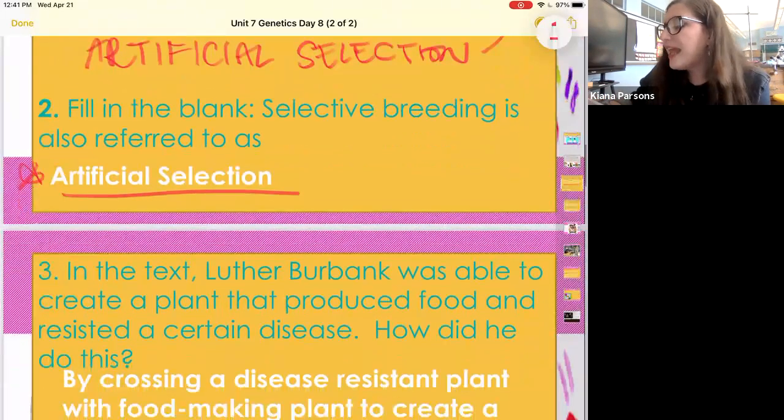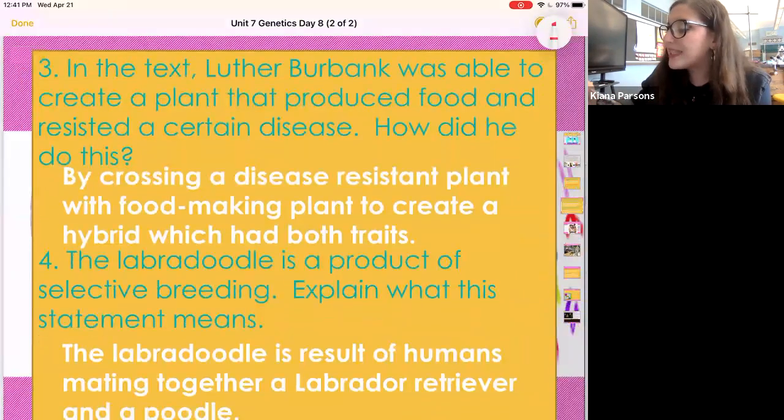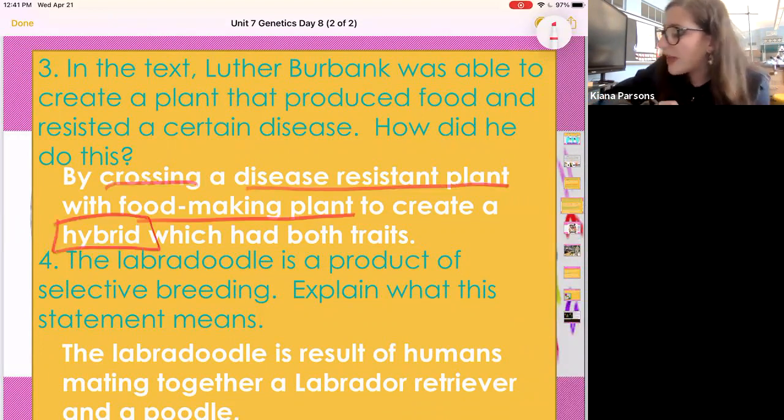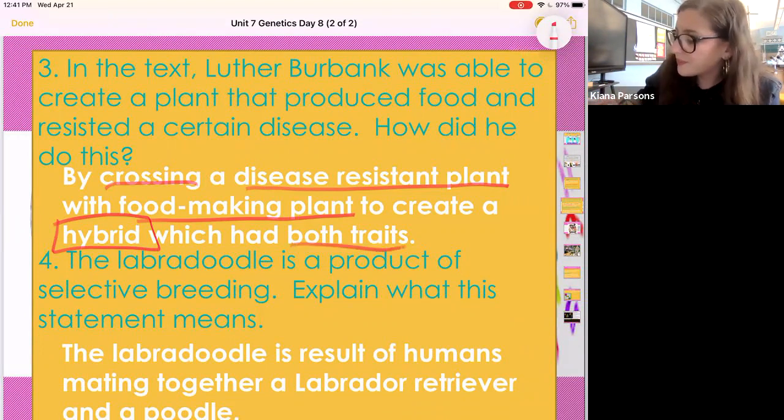Number 3, in the text, Luther Burbank was able to create a plant that produced food and resisted a certain disease. How did he do this? By crossing a disease-resistant plant with a food-making plant to create a hybrid. And that's the new vocabulary word, a hybrid species that had both traits.